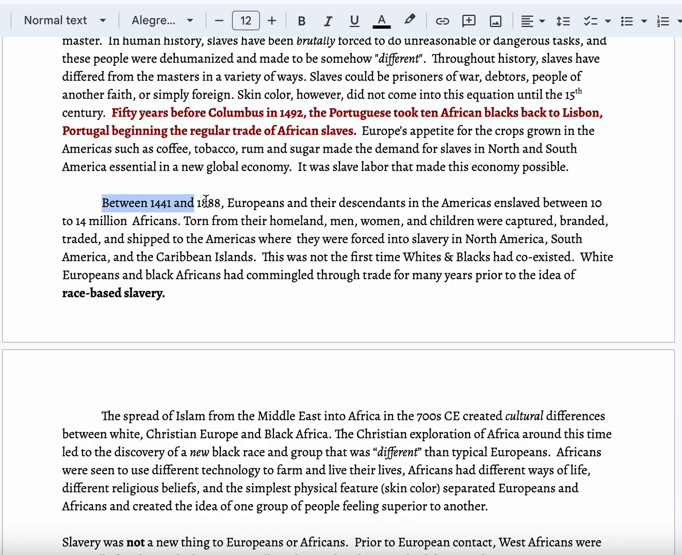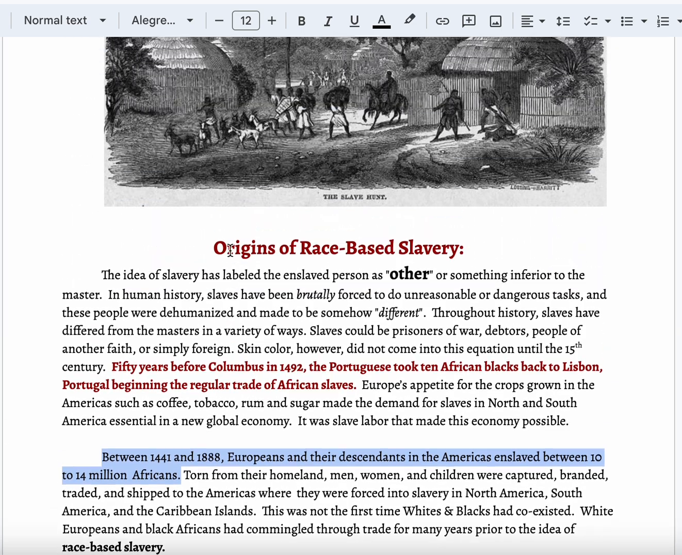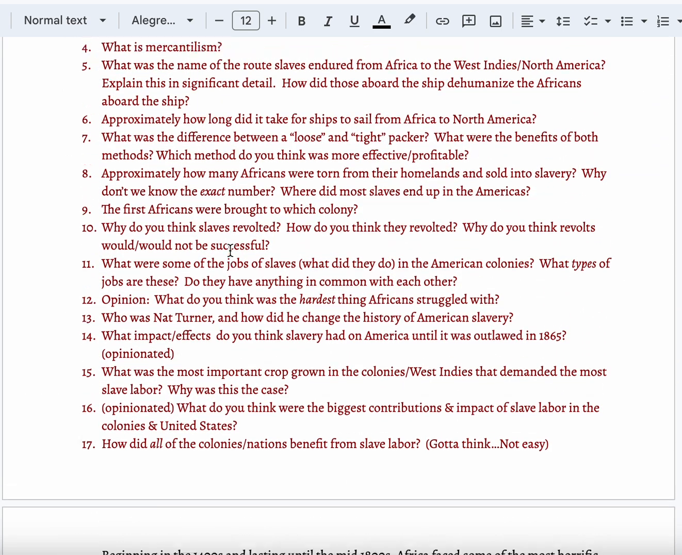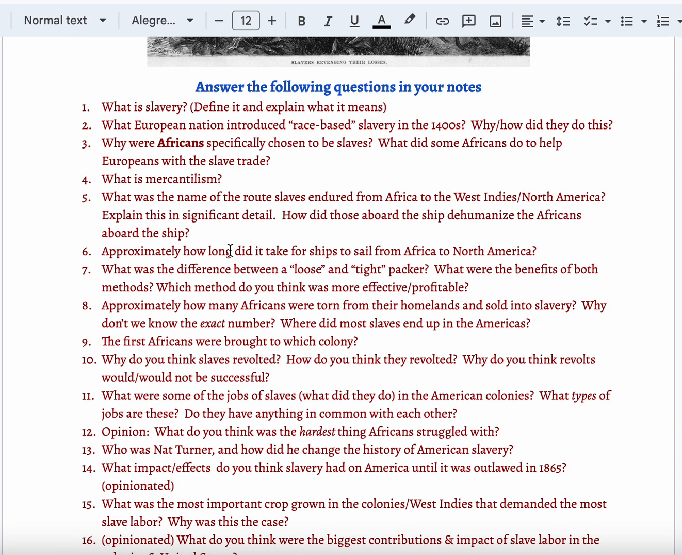Between 1441 and 1888, between 10 and 14 million Africans were brought to the Western Hemisphere. It's not a lot. Some of you got that wrong. You put 12 million. I don't know where you got that exact number, but we don't know that exact number because, here we go, it actually answers question number 8. I'm not going in tremendous order, so I apologize.